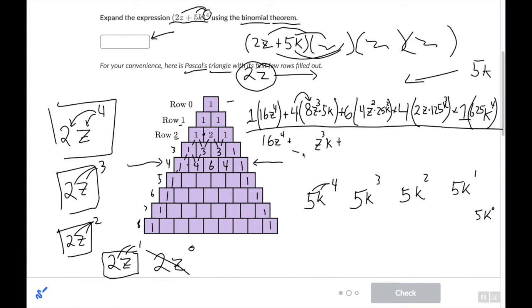Right here, what we're going to need is our new coefficient, which is going to be the 4 multiplied, the 8 multiplied, and the 5 multiplied. So there you go, there's 160. The next one, obviously, is going to be 6 times 4 times 25. That one's 600. So that's a lot.